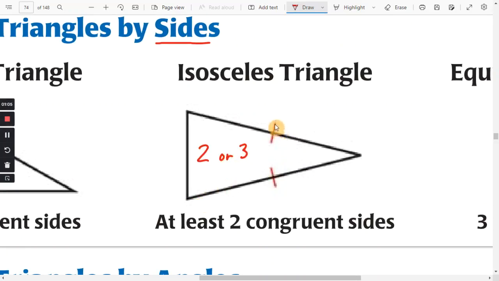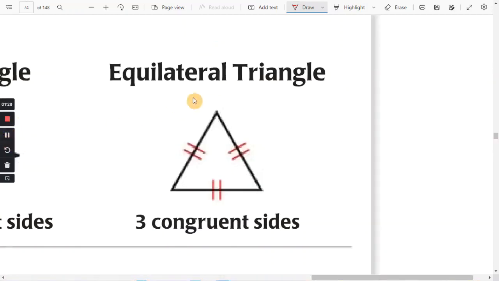All right, these red tick marks right here indicate that these two sides are congruent. But you might not know the length of the third side. So the isosceles triangle is at least 2. Okay, it could be 2, it could be 3, because you might not know the length of the third side, but if you have at least 2, it is isosceles. Equilateral triangle, all 3 sides are congruent. Okay, so that's 3 congruent sides, and you can see them with the 2 marks on each side. So equilateral.